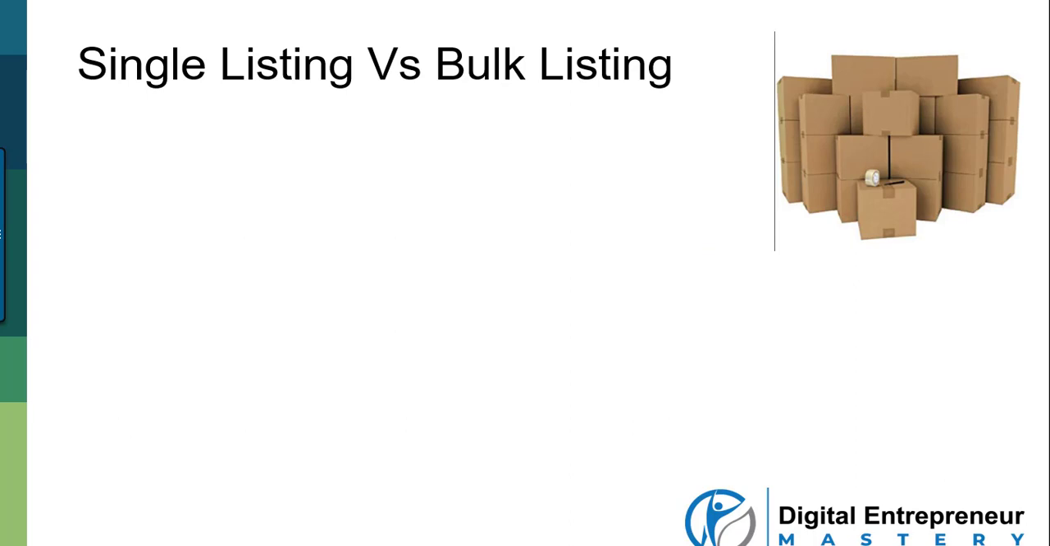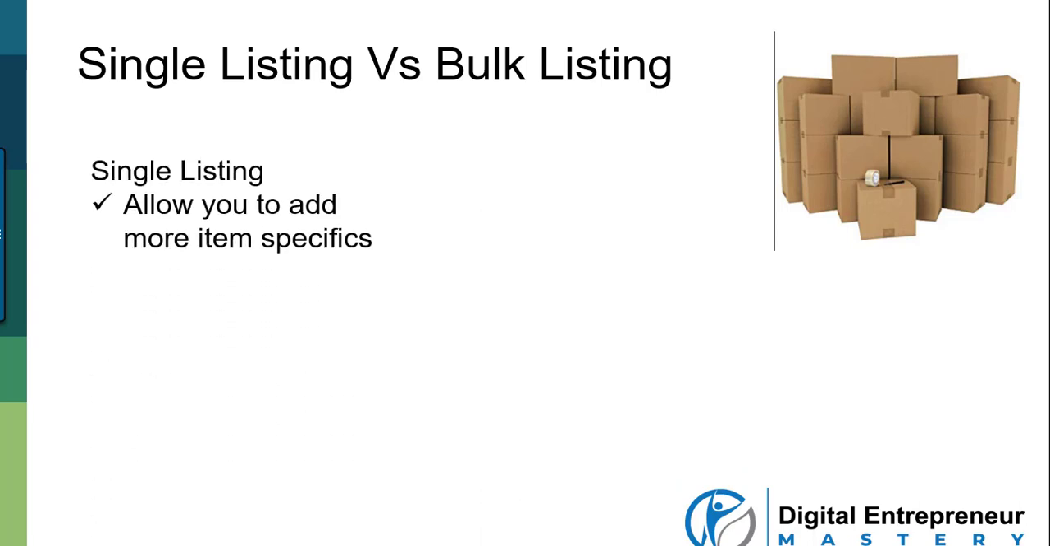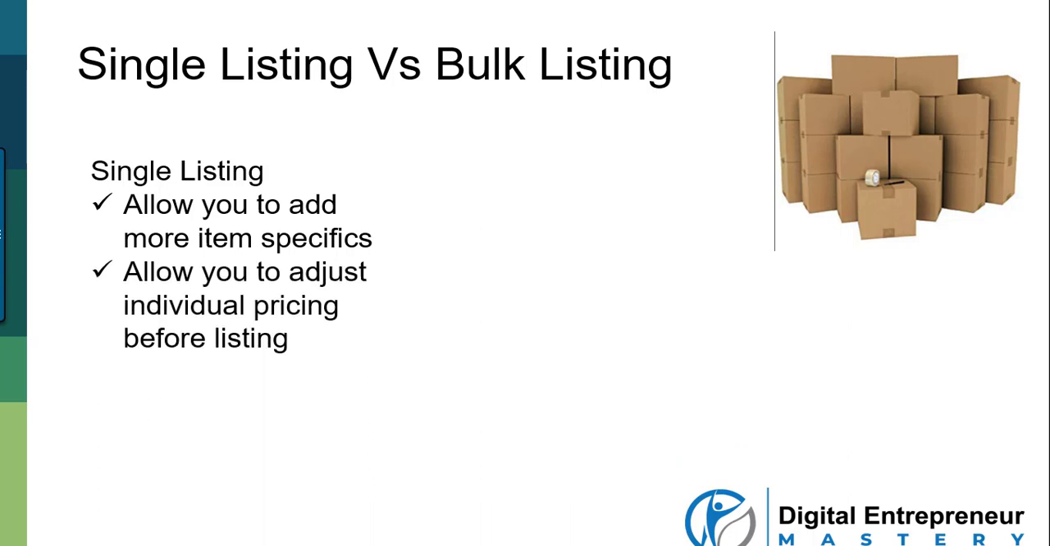On the DSM site we have two types of listing. One is a single listing, one is a bulk listing. I'll show you in a while. For single listing, DSM allows you to add more item specifics onto your listing, resulting in a higher ranking. This also allows you to adjust the individual pricing before you list your item.